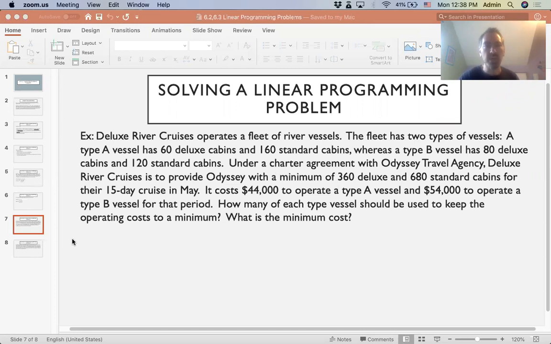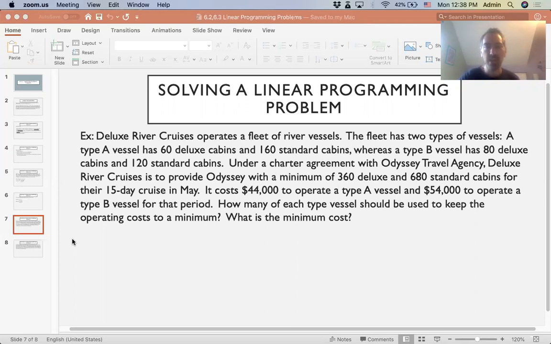In this example, we've got Deluxe River Cruises that are operating a fleet of river vessels. The fleet has two types of vessels, a type A vessel that has 60 deluxe cabins and 160 standard cabins, where there's also a type B vessel that has 80 deluxe cabins and 120 standard cabins. Under a charter agreement with Odyssey Travel Agency, Deluxe River Cruises is to provide Odyssey with a minimum of 360 deluxe and 680 standard cabins for their 15-day cruise in May. It costs $44,000 to operate a type A vessel and $54,000 to operate a type B vessel for that period.